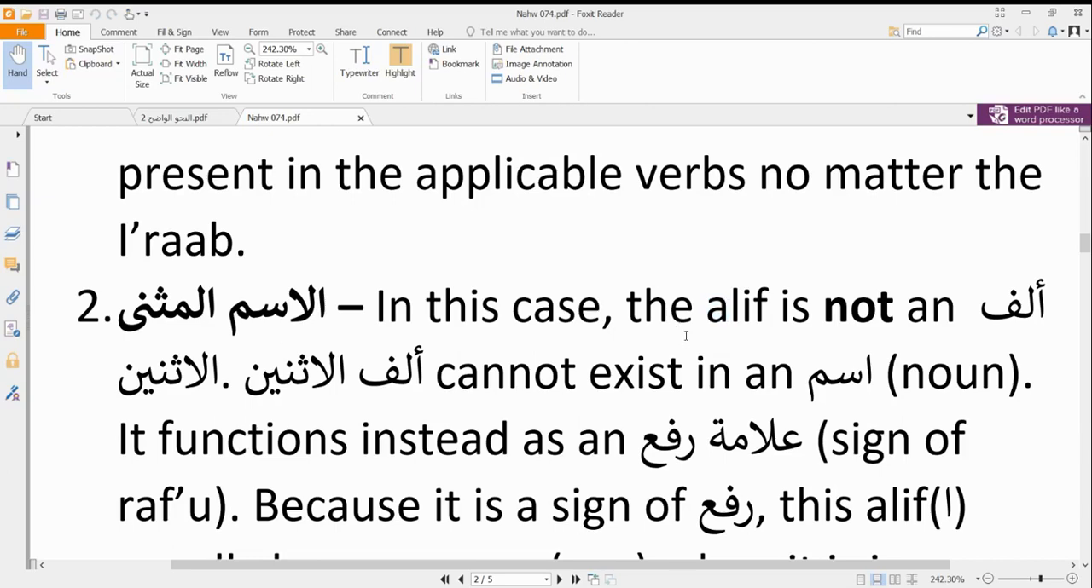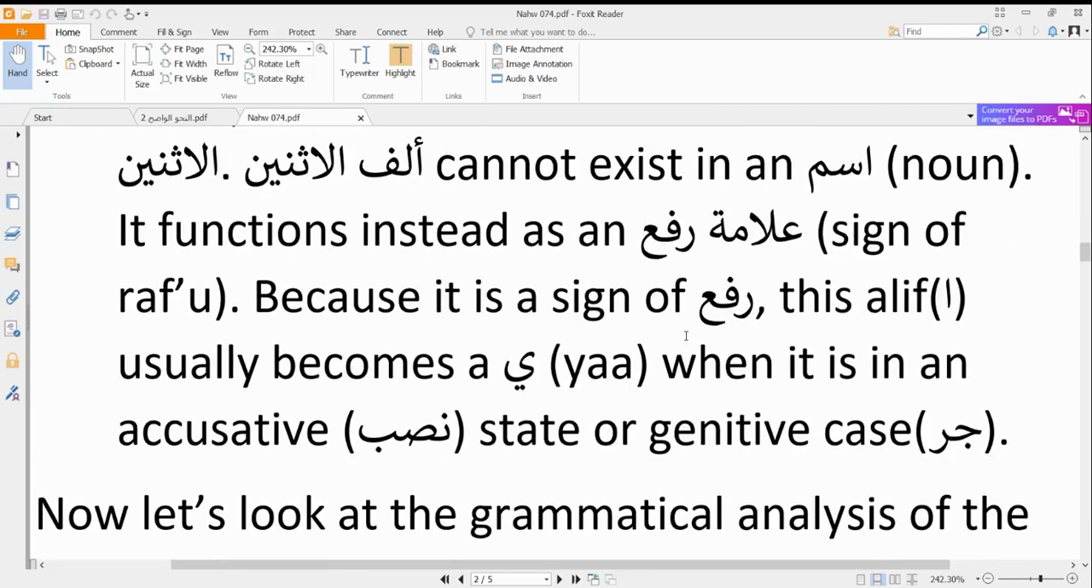What is its function in that word? In this case, the alif functions as an alama to raf'a. When we look at muslimani, what is showing us that this word is in a raf'a case? That alif. And because it is a sign of raf'a, anytime we change muslimani from a raf'a case, for example, let me say ataytuhu ila al-muslimaini, I gave it to two Muslims, we realize that muslimani becomes muslimaini. That alif is replaced by a ya, which now shows us that it is in a nasbu or jarri case.